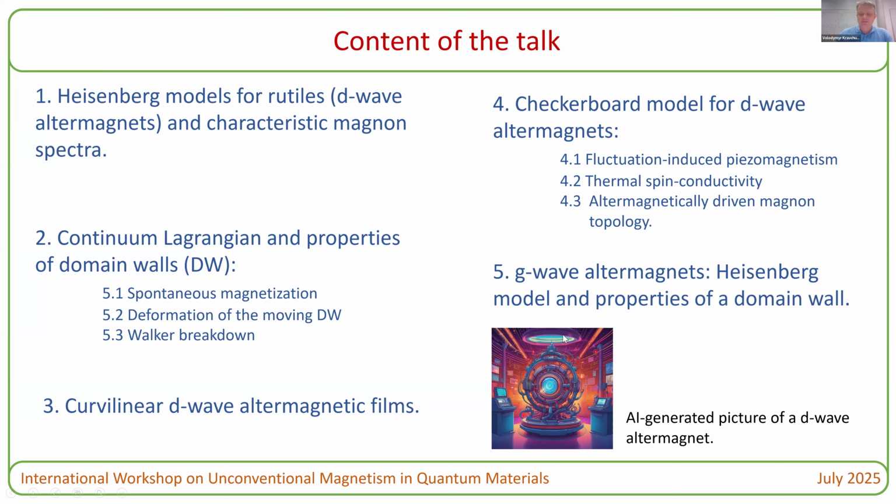And here is a picture which I generated with ChatGPT. This is how artificial intelligence sees a D-wave altermagnet.